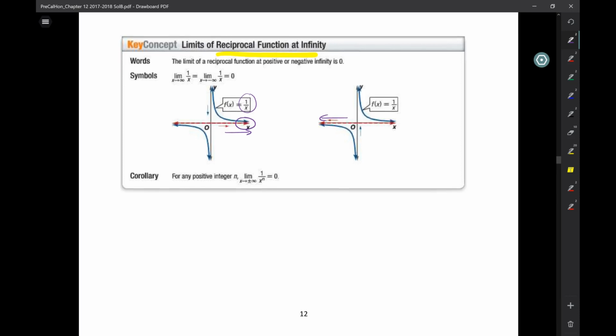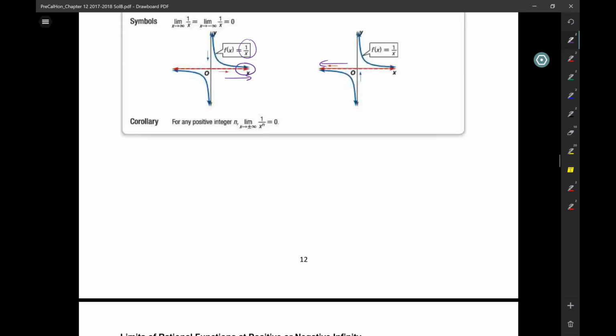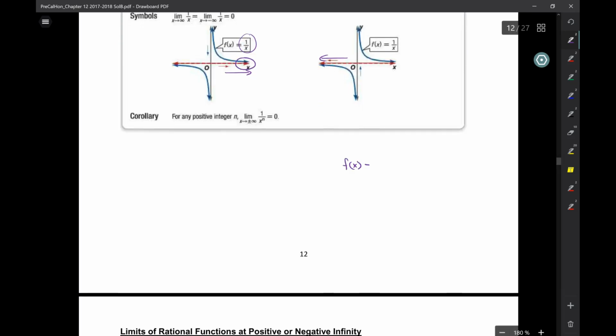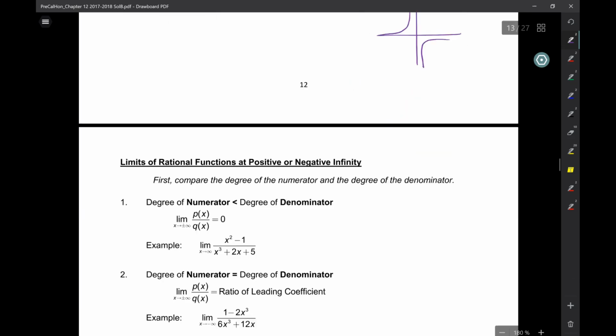And you can tell that the negative 1 over x will look like that. Well, it won't look the same, but the limit will be the same. Right? This is negative 1 over x. When x is positive, y is negative. Again, as x approaches infinity, you approach 0 for that as well.